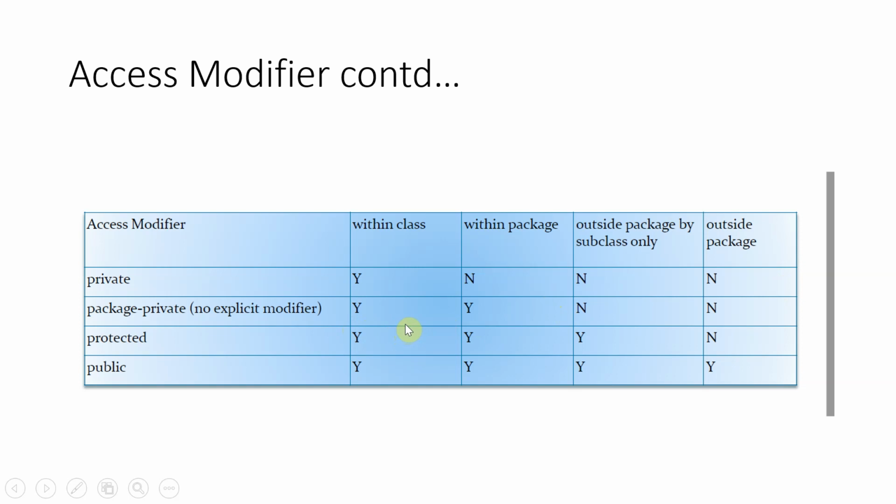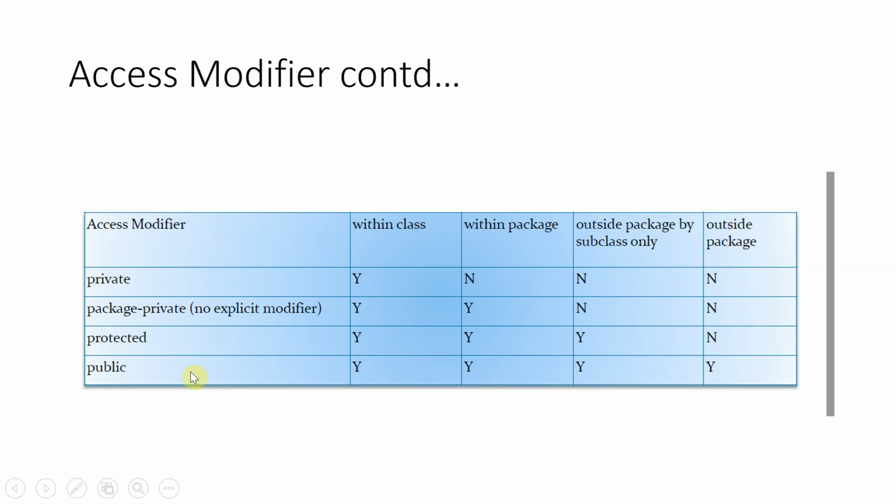Now package private. If you don't give any modifier, like if you don't give private, protected or public, it by default takes package private. So the rules are, within the class and within the package it becomes accessible, but outside the package it's not accessible. Okay, now for protected, if you create a variable as protected, it is available within the class, within the package in a different class. If it is subclassed, again that member is accessible. Outside the package, it is not accessible.